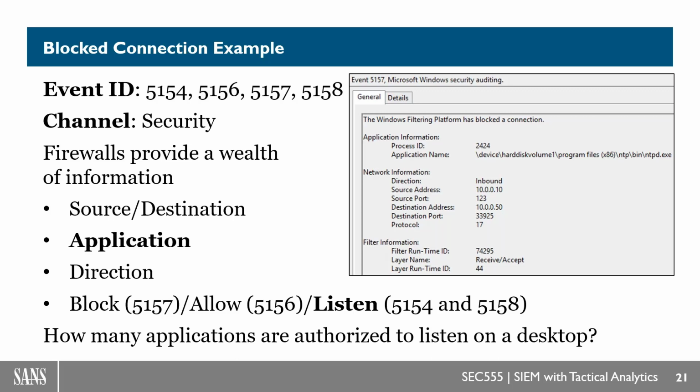So for example, this is just a basic NTPD, a network time protocol daemon. It's an agent. And it's saying something tried to connect to me for some reason. I don't know why, and I blocked it. Now, this is inbound and outbound and listening. So think about this for a second. If in your environment, Windows Firewall cut a log saying Windows PowerShell connected out to the internet, would that bother you? How about this one? How about Windows PowerShell is listening on a port?